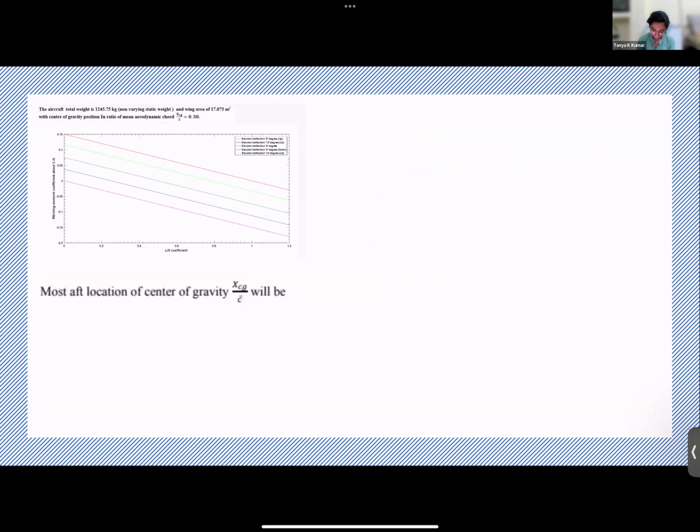Next question. Most aft location of center of gravity. What will it be? What is the most distant? How far can the center of gravity go before the aircraft becomes unstable? As per the definition of neutral point, it will be the value of neutral point, 0.45. It is neutral point, x bar NP. X bar NP is the aftmost that the CG can travel before the airplane becomes unstable.